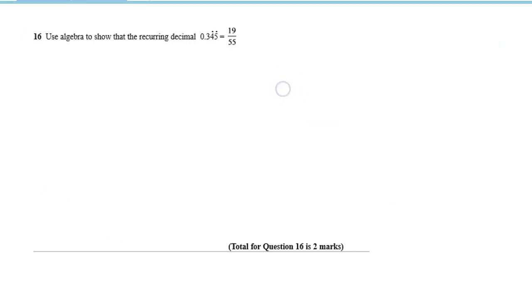Use algebra to show that the recurring decimal 0.345 with 45 recurring. So for such types of questions, let's say x is equal to 0.3454545. Now 45 is recurring. If I multiply it by 10, the decimal will move here. So I can write 10x is equal to 3.4545454.